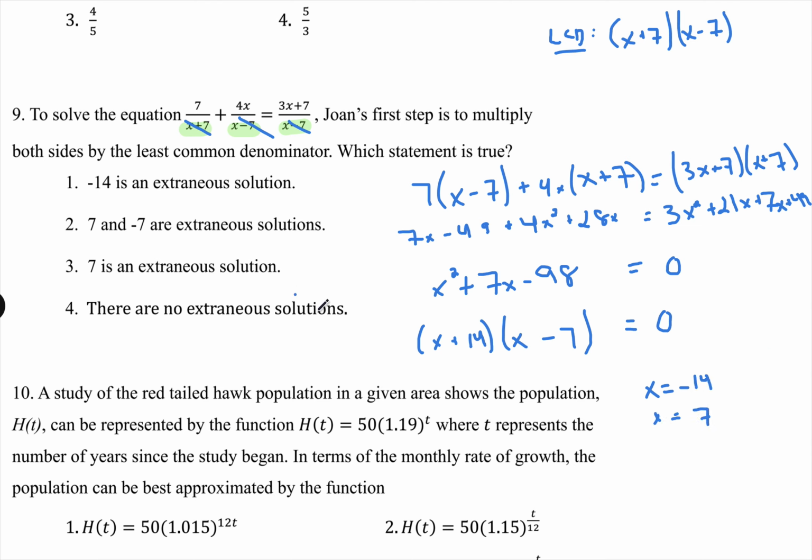But what does it ask me for? It's asking me for extraneous solutions, right? I go back up to my original problem, right? If I put in negative 14, do any of my denominators turn 0, right? Which would make it undefined? No. But if I put 7 in, right? If I put 7 into my second term or my third term, 7 minus 7 is 0, makes it undefined. This we cancel out. It's extraneous. What's my answer choice? Answer choice number 3, right? 7 is an extraneous solution.